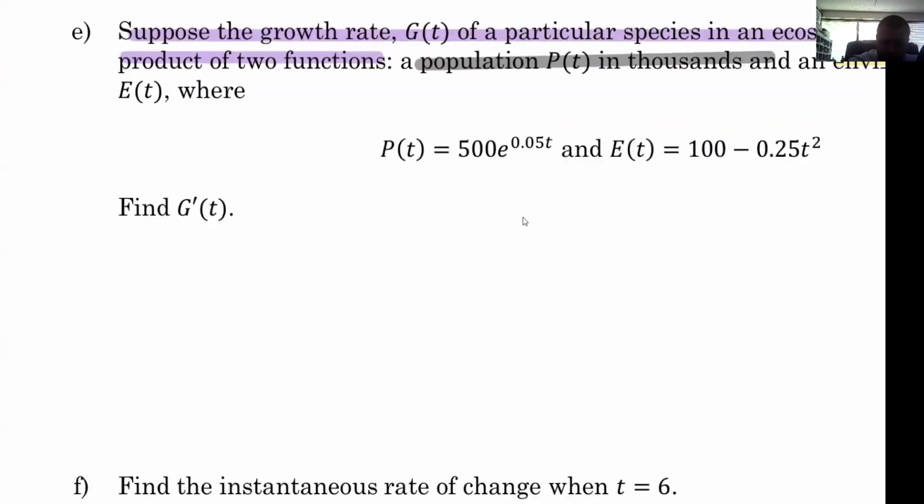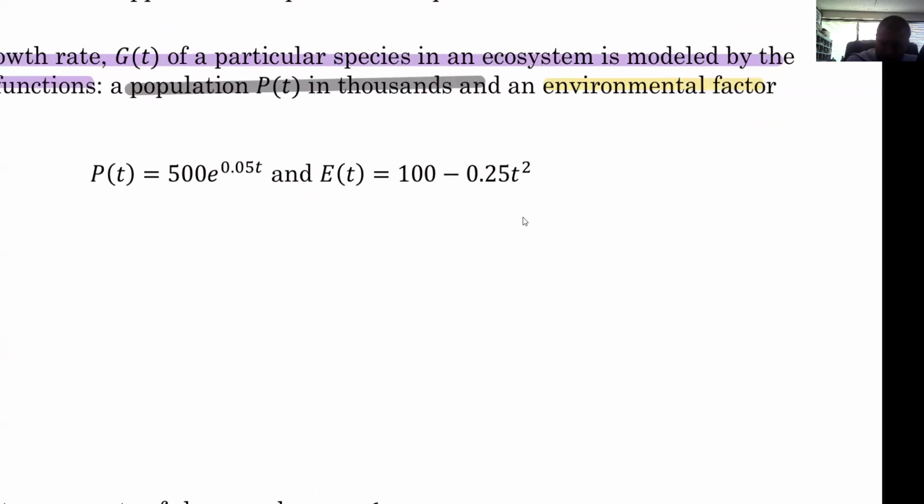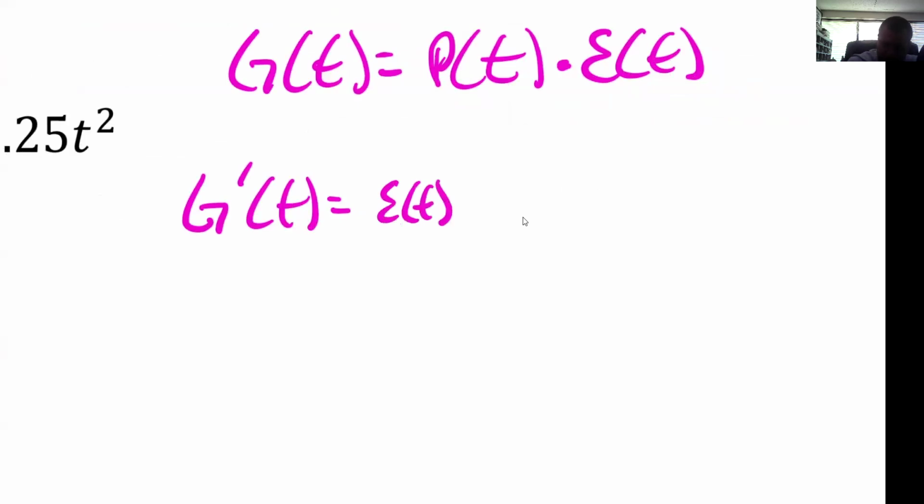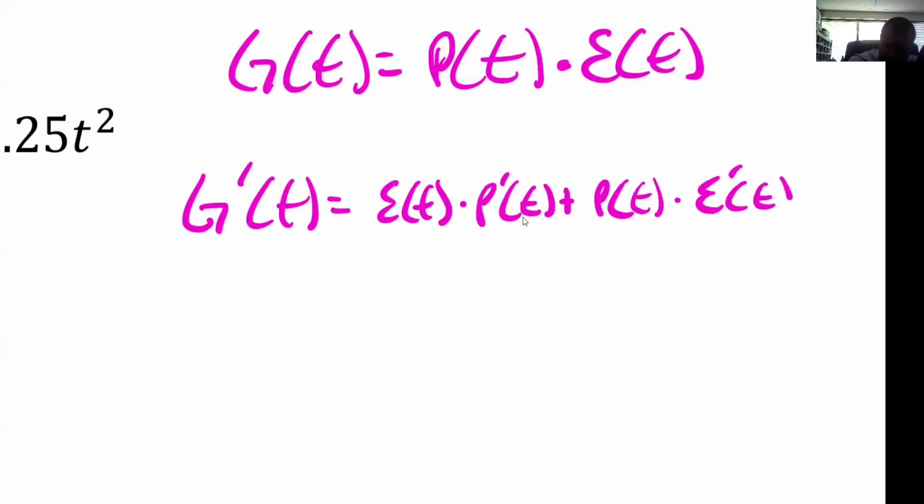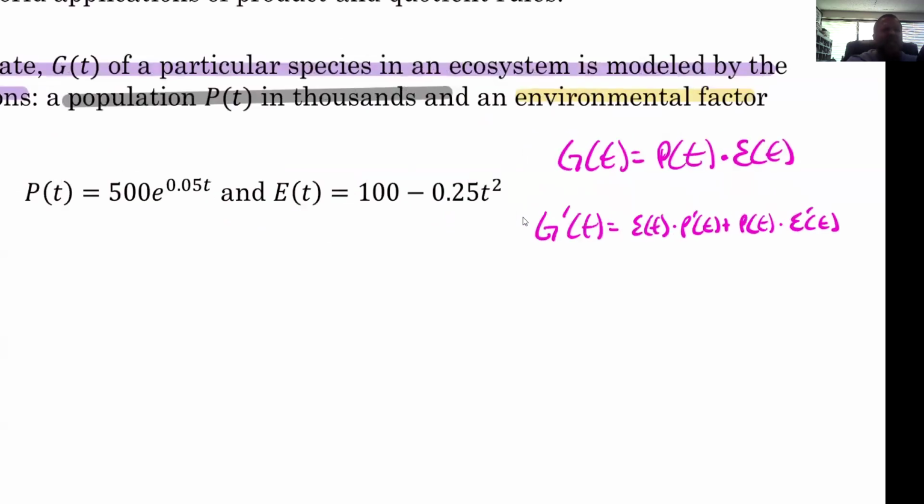All right, so I'm going to do this one similar to the previous one. I know that G of t is equal to P of t times E of t. So when I do the product rule, I'm going to get my second function times the derivative of my first function plus my first function times the derivative of my second function. Sometimes with these questions, it's a little bit easier to write it out like this because I've already given you the functions. So for the change in our population, 500 is a constant, we don't have to worry about that.